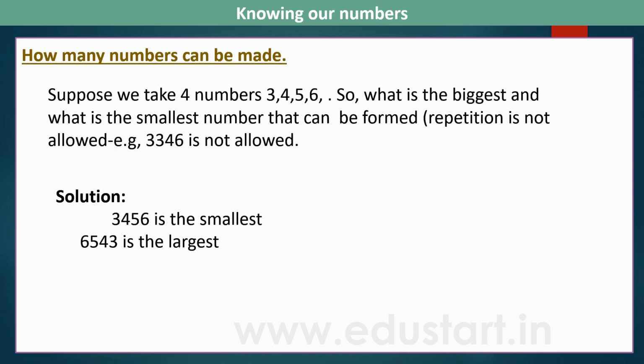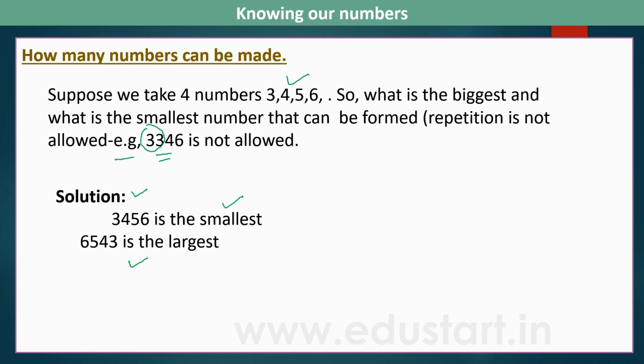How many numbers can we make? Suppose we take 4 digits: 3, 4, 5, 6. What is the biggest and what is the smallest number that can be formed? The condition is that repetition is not allowed. For example, 3346 is not valid because here 3 is used twice. Now what is the solution? The answer is 3456 is smallest and 6543 is the largest.